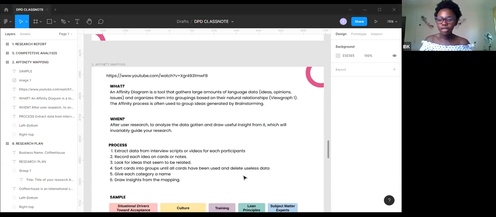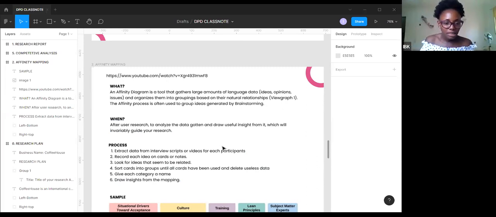Okay, so time has gone. Let's just do affinity mapping, quickly. Okay, so we're going to use a lot of sticky notes. I would suggest that you use different colors for different participants. So if you have Femi, Kemi, Dupe, Femi should probably be blue, like everything Femi is saying will be blue. Everything Dupe is saying, probably purple. Everything Lola is saying should be red, so that you know who is saying what.